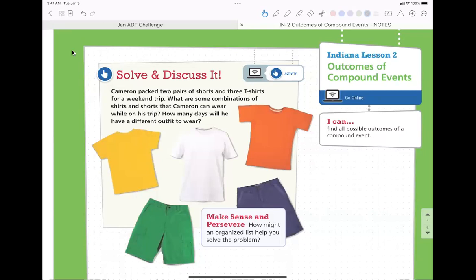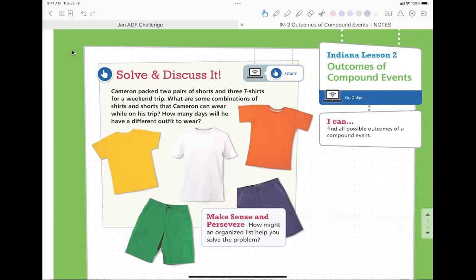It says Cameron packed 2 pairs of shorts and 3 t-shirts for a weekend trip. What are some combinations of shirts and shorts that Cameron can wear while on his trip? How many days will he have a different outfit to wear? So just randomly, somebody tell me what is a possible outfit that he could put together.